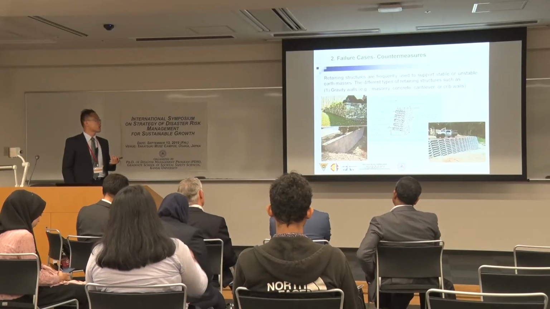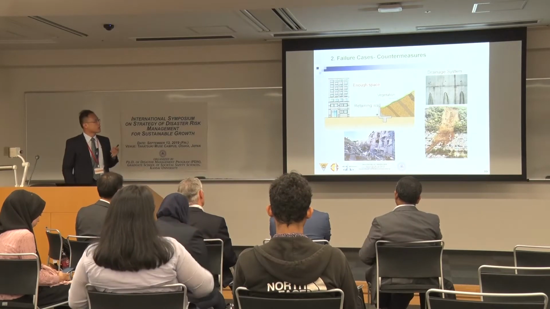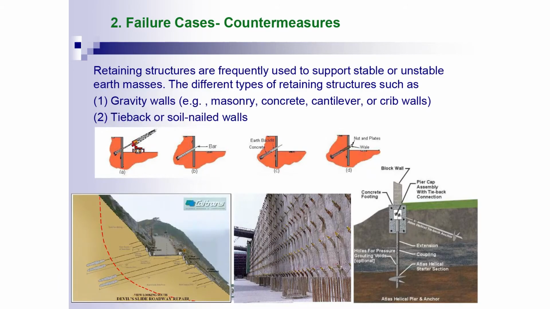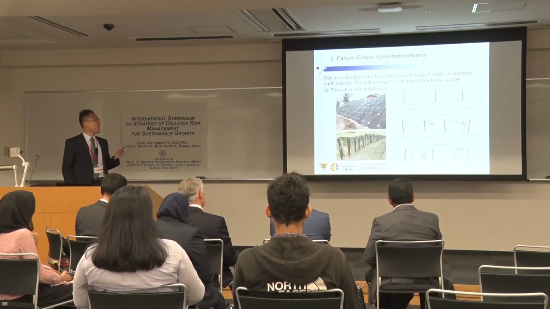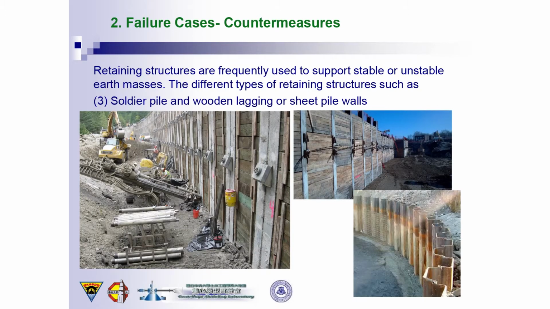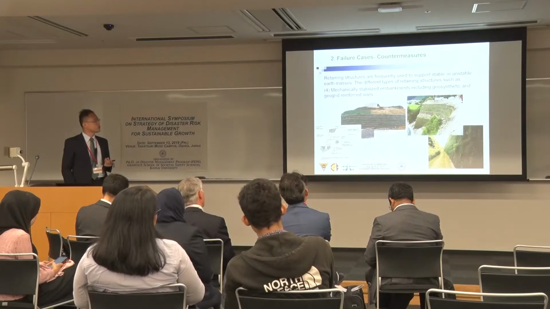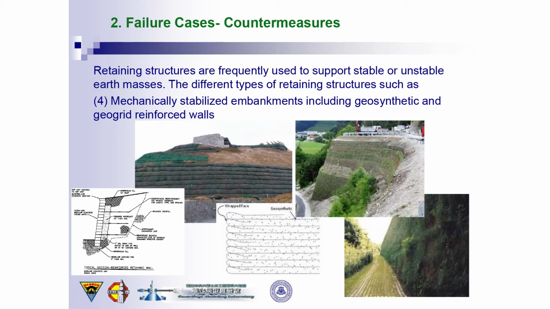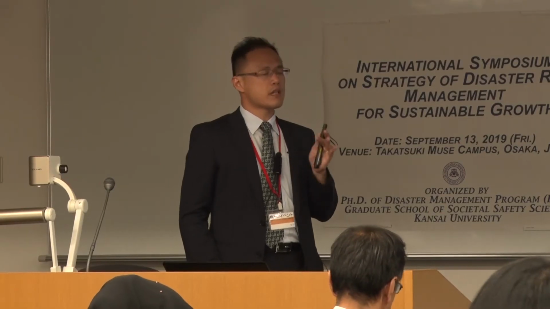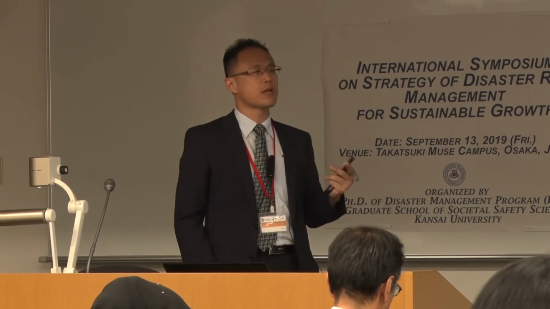For example, gravity walls, where we need to put in a drainage system. We have tie-back or soil nail walls. We use wire-reinforced materials. And then we have a soldier pile wall, and sheet pile walls to increase the effective safety of the structures. And then we have an MSE wall system, the same. So these are countermeasures. This is why we have to do something.